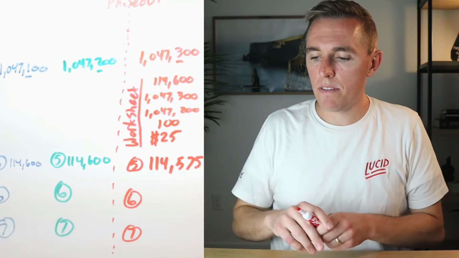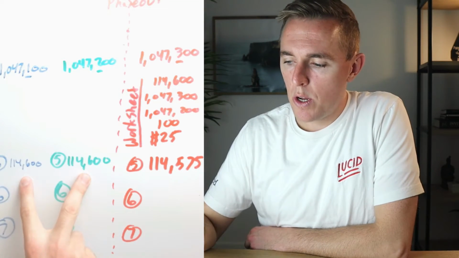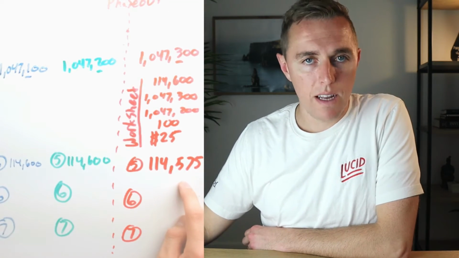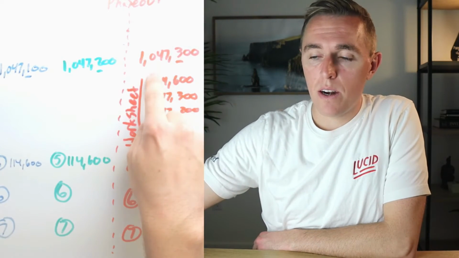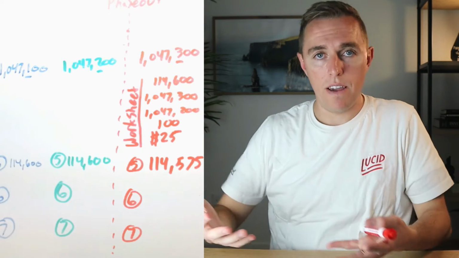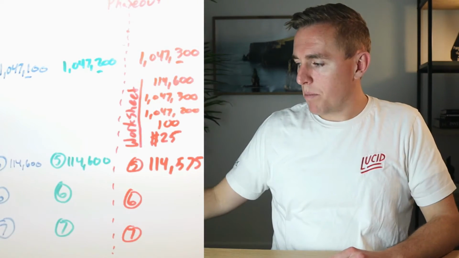You'll notice that line 5 is the exact same for these first two, but it's actually different here, and that's again because of the worksheet, because our AMTI right here was higher than the phase out amount. Okay, we're now on line 6. This is good. We're making good progress.